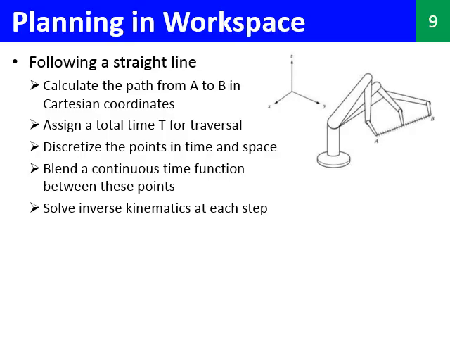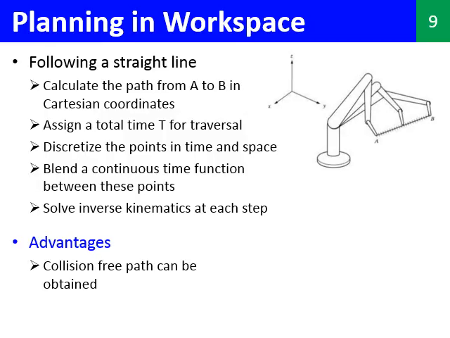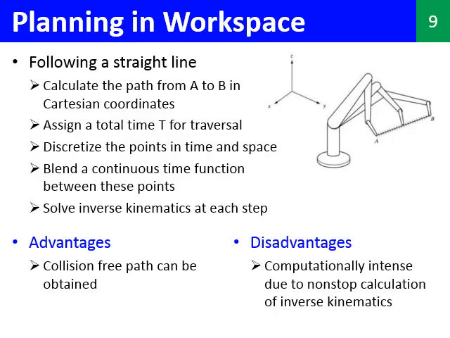So what are the advantages of trajectory planning in workspace? Since we are dealing in the Cartesian coordinate system, and since we know where the obstacles are in the workspace, we can plan a collision-free path in the workspace. And what are the disadvantages of planning in workspace? As you can see, we have to do non-stop calculation of inverse kinematics, and that can be computationally intense.